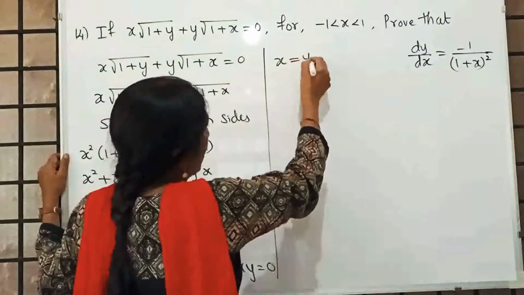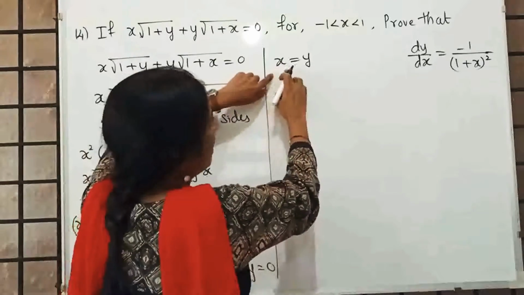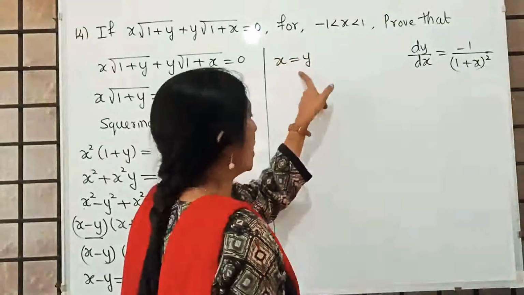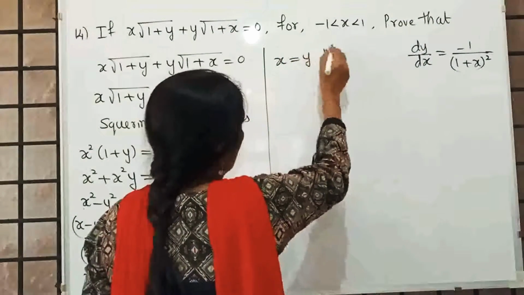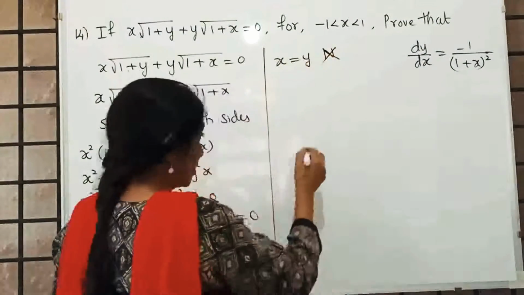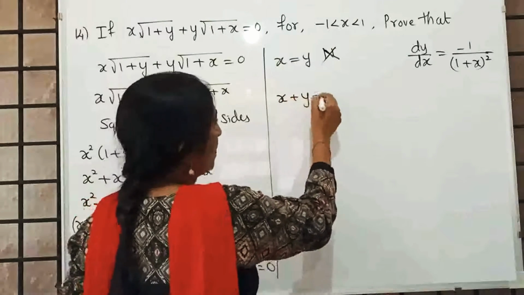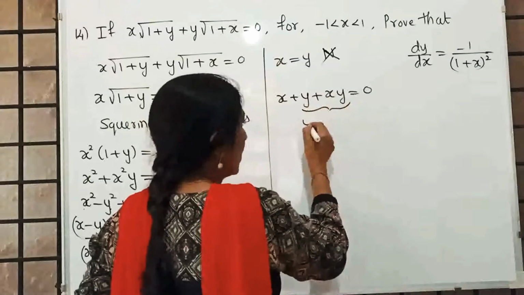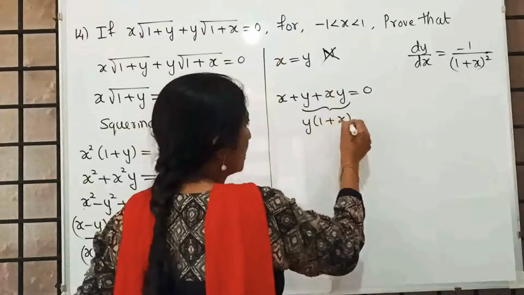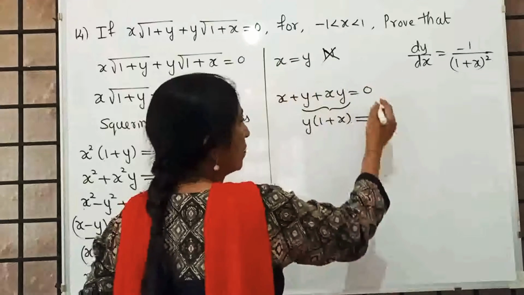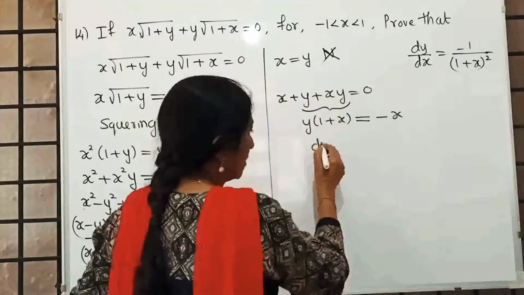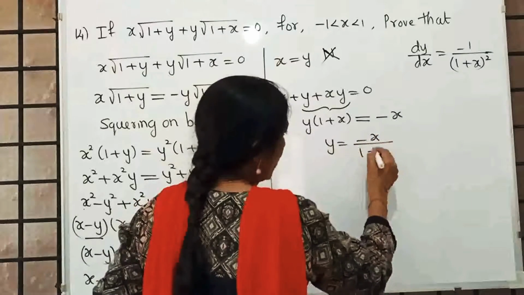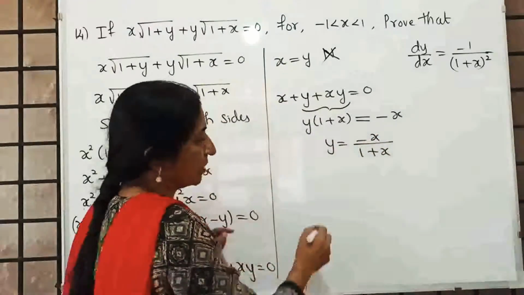When you solve the first, you will get x is equal to y. But when you differentiate this, you are getting dy upon dx as 1. This is not the required answer. This will not give you the answer, so this is not possible. We cannot use this. We are using x plus y plus xy is equal to 0. See, in these two terms, y is common: y(1 plus x) is equal to, taking x on that side, minus x. Now y is equal to minus x upon 1 plus x. Now differentiate this.